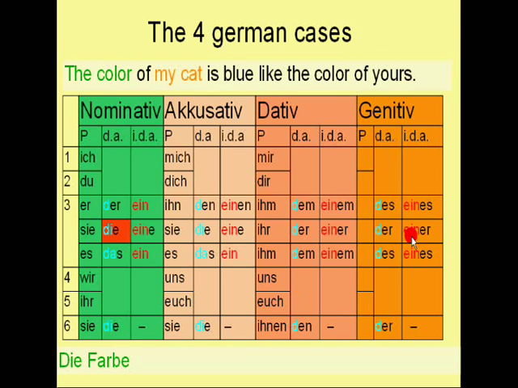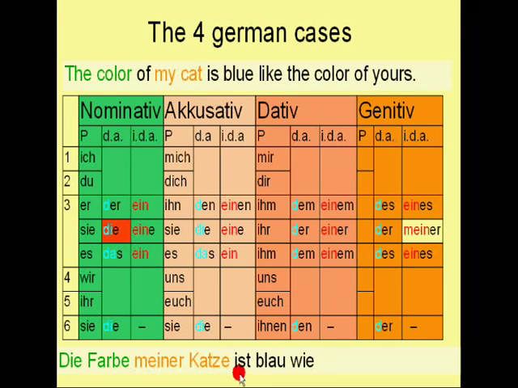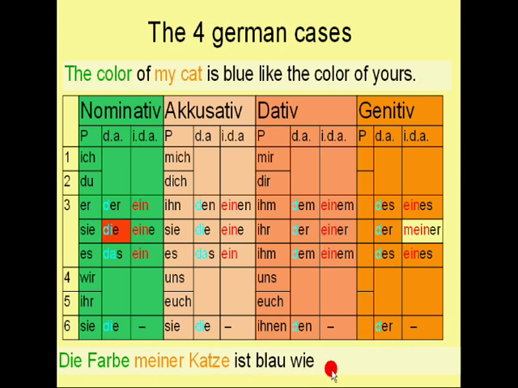Now, which grammatical person is the possessor in my cat? It's in the first person singular, so the word stem is mein and the word is meiner. And the sentence starts with Die Farbe meiner Katze. The sentence continues with is blue like, and in German ist blau wie. And then the color again is the subject of the sentence, and therefore in the nominative case, die Farbe.